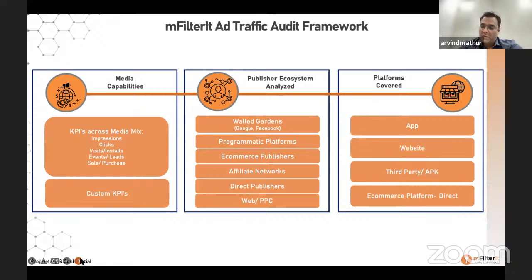And then what the framework also covers is the platforms on which the brand asset really resides. So it could be the brand's own website, it could be the app, it could be third-party APK stores on which the brand has listed its app, or it could be an e-commerce platform that the brand is diverting traffic to, right? And then there could obviously be custom KPIs that you track across all of these platforms.